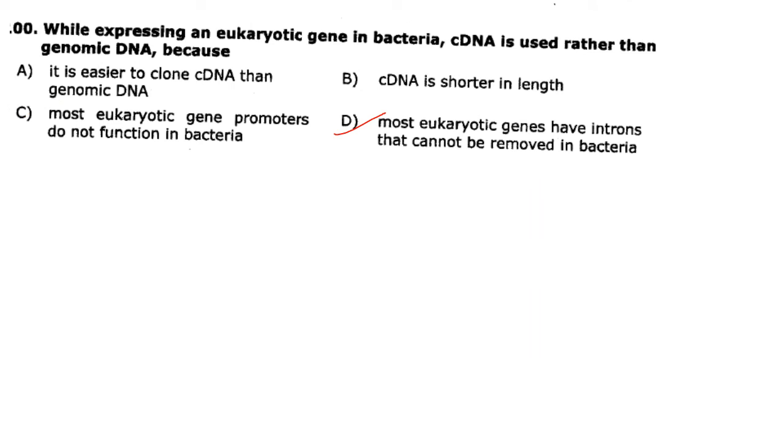Then, while expressing a eukaryotic gene in bacteria, cDNA is used rather than genomic DNA because most eukaryotic genes have introns and they cannot be removed in bacteria. Bacteria doesn't have the machinery for removing introns. So eukaryotic genes will be having introns. So if you provide them with cDNA, they will have only exons, and it can utilize the bacterial machinery to synthesize proteins. So the answer is option D.